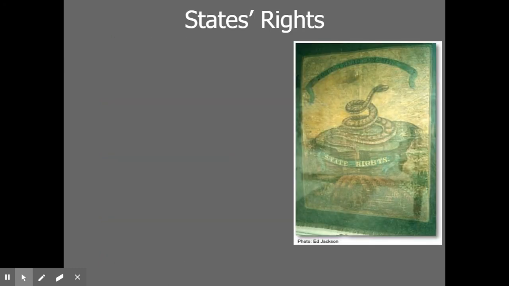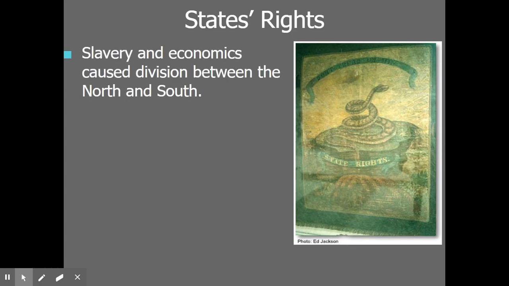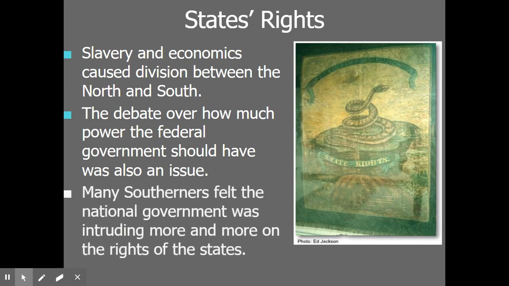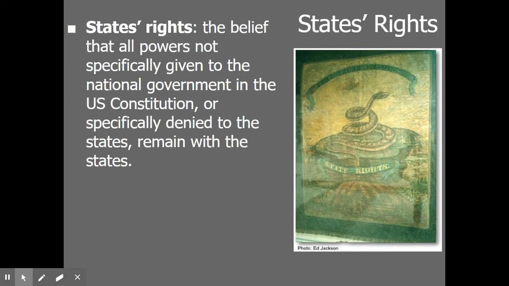Okay, so like I mentioned earlier, states' rights becomes a big issue. In addition to slavery and economics, states' rights becomes a big dividing issue between the North and the South. They start debating over how much power the federal government ought to have, because the Southerners, especially, felt that the national government was intruding more and more on their rights, regulating and making laws about things that it hadn't in the past. This was intruding on the rights of the states to do the things they thought were best for their state. So here's the definition that we're working with for this unit for states' rights.